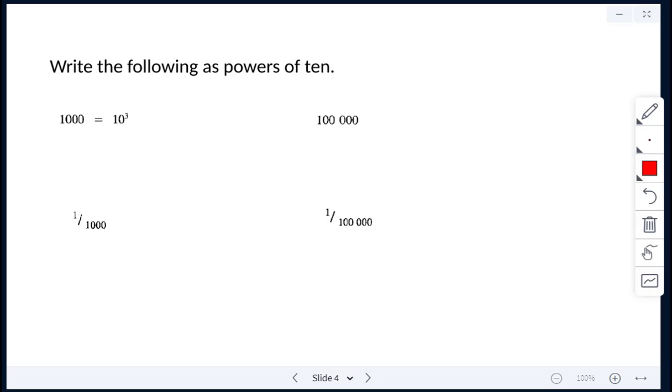All right, the next examples, we're just writing the following as powers of 10. So the first one is already done here. 1,000 written as powers of 10 would be 10 to the power of 3. All right, here we have 100,000. That would be just written as 10 to the power of 5. Here we have 1 over 1,000. So that would be written as 10 to the power of -3. And then 1 over 100,000, that would be written as 10 to the power of -5.